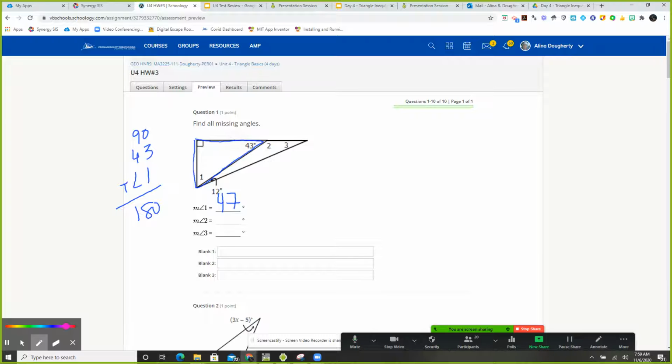Do we have anything that's a straight line? So those 2 angles are on one side of a straight line. So what should they add up to? 180, because they're a linear pair. Okay, so if they're a linear pair, then 180 minus 43 should give me angle 2. So what's angle 2? 137. Love it. 137. And then how can I get angle 3 if I know angle 2 is 137?